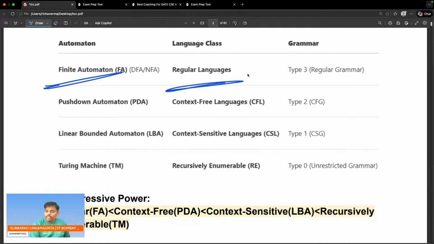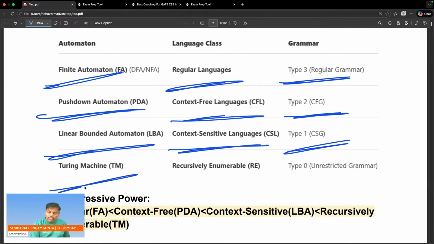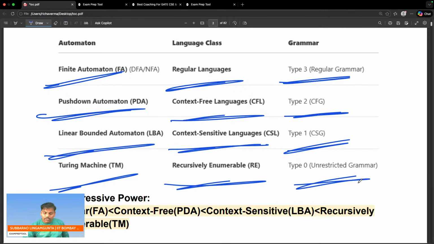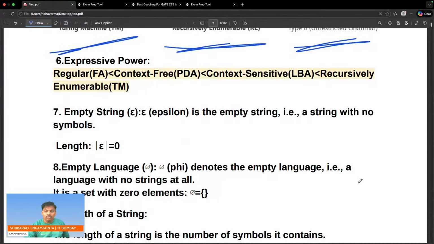regular language, type 3. The grammar is type 3 grammar. Pushdown automata, context free language, type 2. Linear bounded automata, context sensitive language, type 1. Turing machine, recursively enumerable language, type 0. Expressive power means the number of languages accepted by every automata.